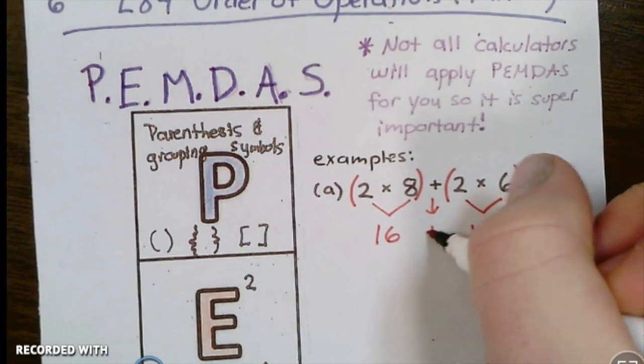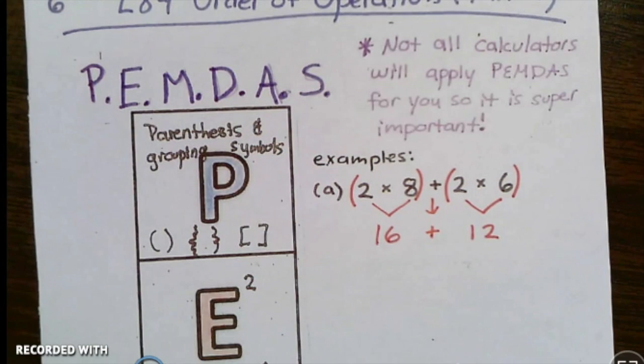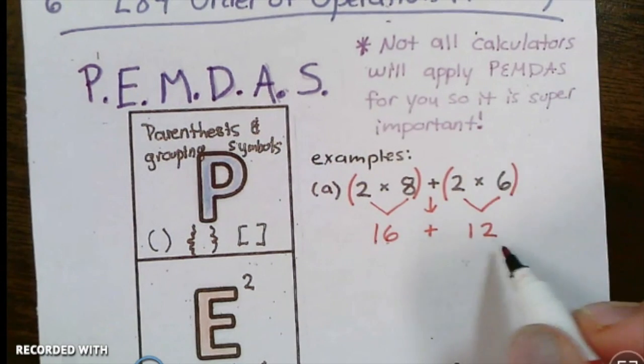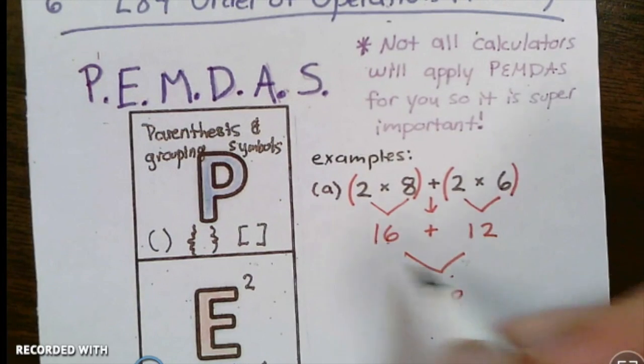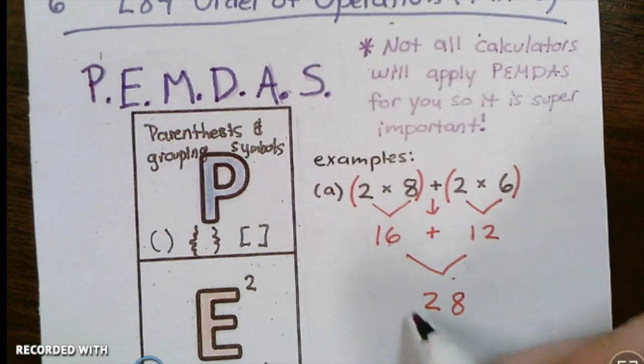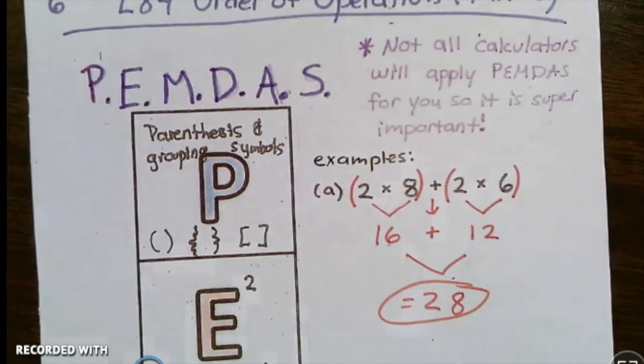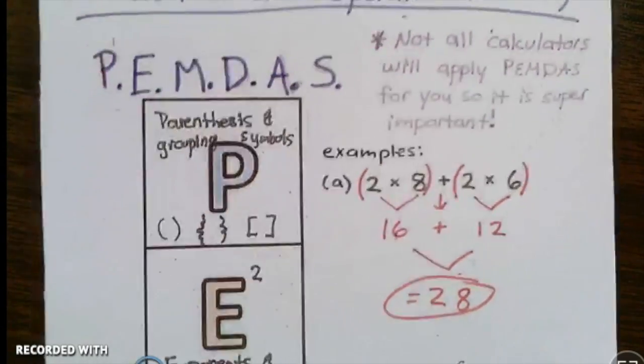Now I'm going to add 16 plus 12. So 6 plus 6. 6 plus 2 is 8. 1 plus 1 is 2. So my answer is 28.